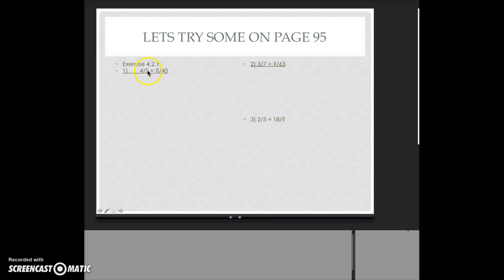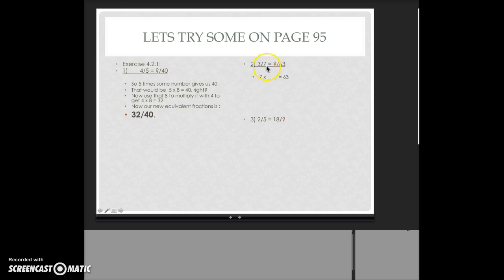So 4/5 equals something over 40. That's a something, really, it's a question mark. So 5 times some number gives me 40. So I'm going to look at the denominators, 5 and 40. That would give us 5 times 8 gives me 40, right? I hope so. And so now I use that 8 to multiply the numerator. 4 times 8 is 32. So my new equivalent fraction is now 32 over 40. 32/40. So that's my equivalent fraction for 4/5.